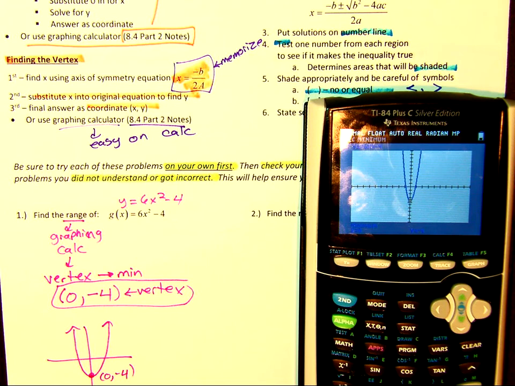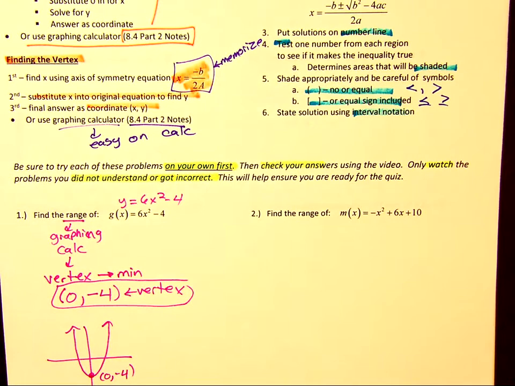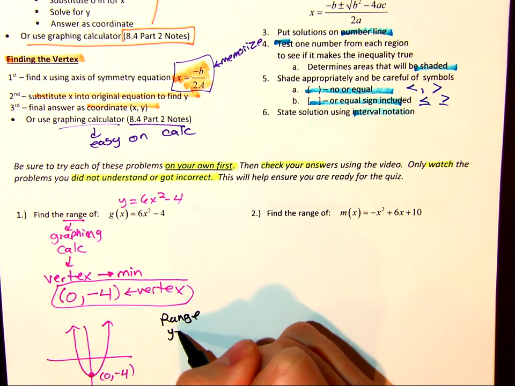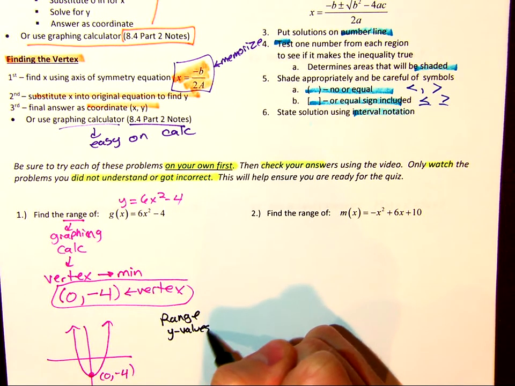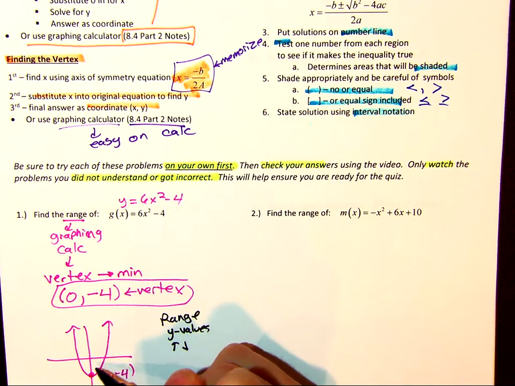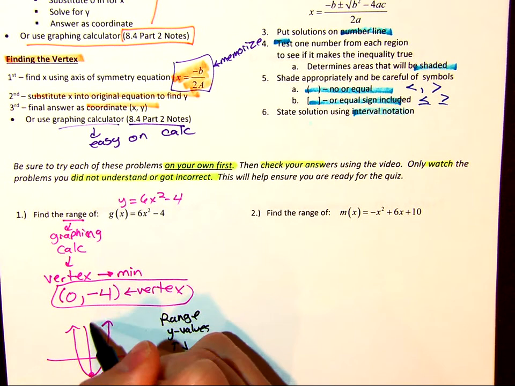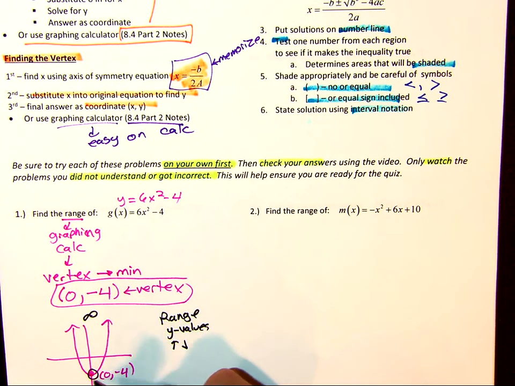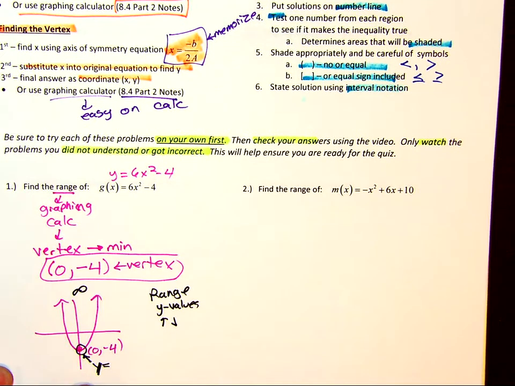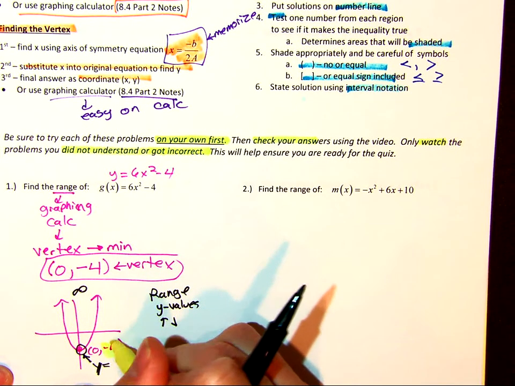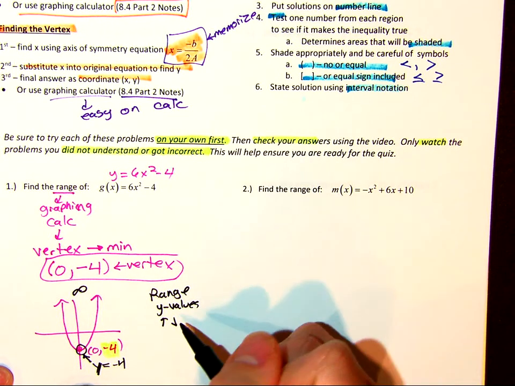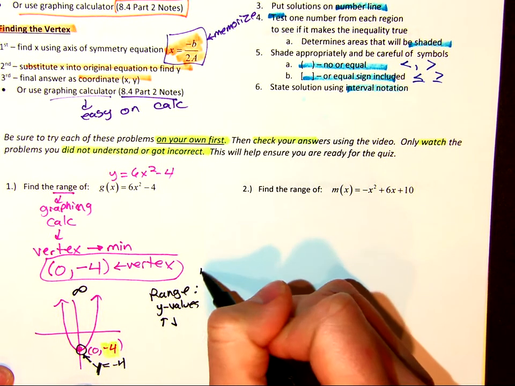Now I'm going to remember the fact that my range is my y values, which is the up and down, right? So I look and I say, does it ever stop going up? No, so that's positive infinity. Does this graph ever stop going down? Yes, it stops going down here. So what's my y value here? Well, my y value here is the y value of the vertex. So this is -4.